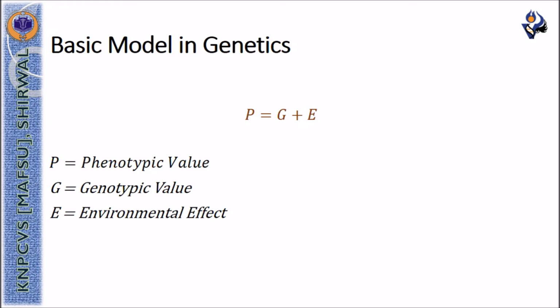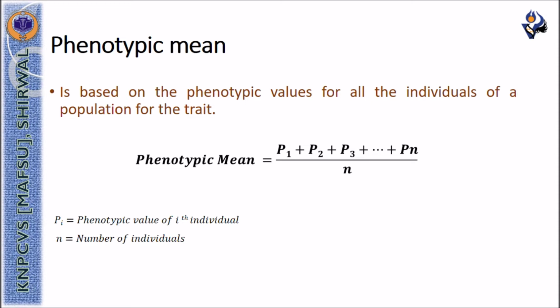We know the basic model in quantitative genetics, which describes phenotypic value as an expression of genotypic value plus environmental effects. The phenotypic mean of the population is based on the phenotypic value for all the individuals for a particular trait, and it can be calculated by taking the sum of the phenotypic values of all the individuals divided by the total number of individuals in that particular population.